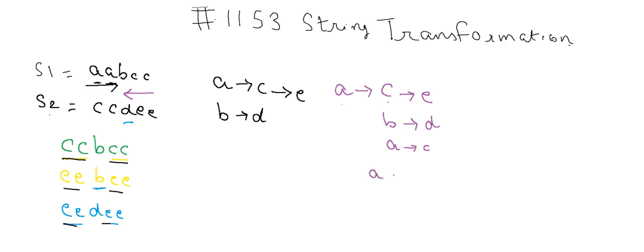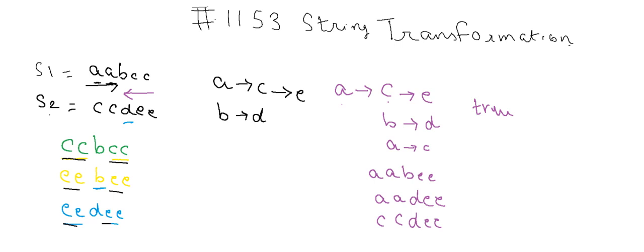So the resulting string would be a b e e e. Then I'm replacing this b with d. So the resulting string would be a, e, d, e, e. And then I'm replacing a with c. So the resulting string would be c, c, d, e, e. So yes, this string s1 can be transformed into string s2. So we're going to return true.